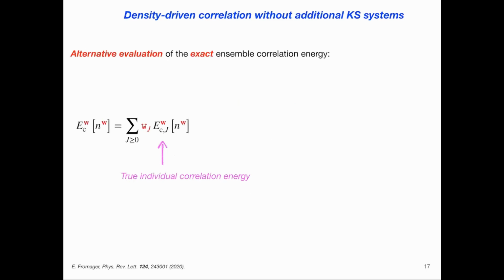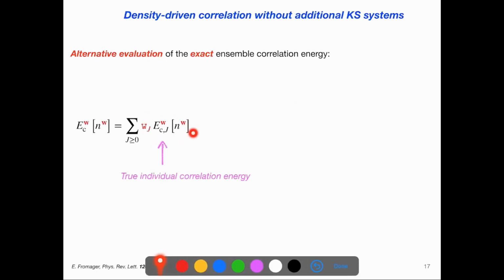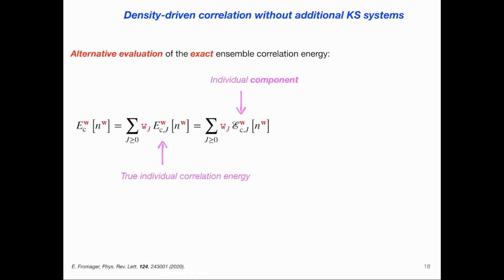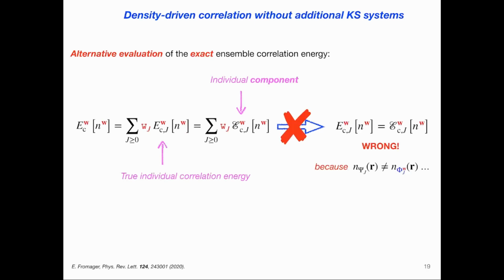Okay, so what I basically proposed is to proceed a little bit differently, and instead to look at the exact individual correlation energies, which I denote here E, but without the calligraphic font, so you will see why. So before I was talking about the components, okay, which contribute to the ensemble correlation energy. And now what I'm saying is, instead of doing that, we may actually evaluate directly the exact correlation energy. And again, the weighted sums, of course, are the same, but it doesn't mean that individually these two correlation energies are the same. They're not.